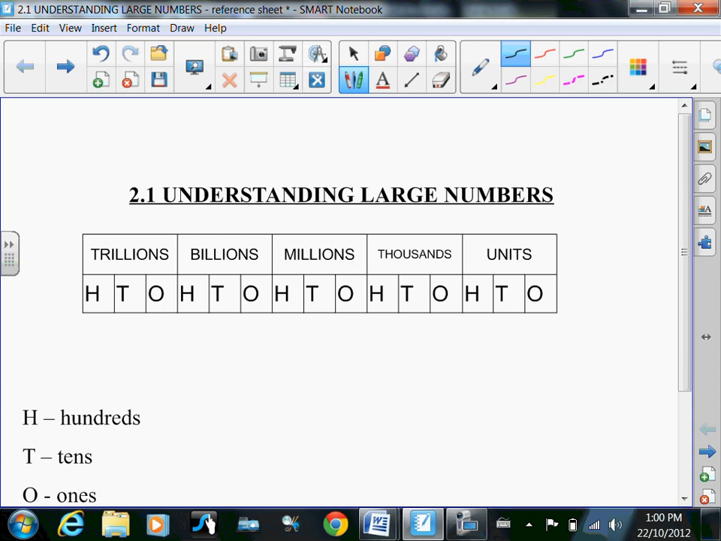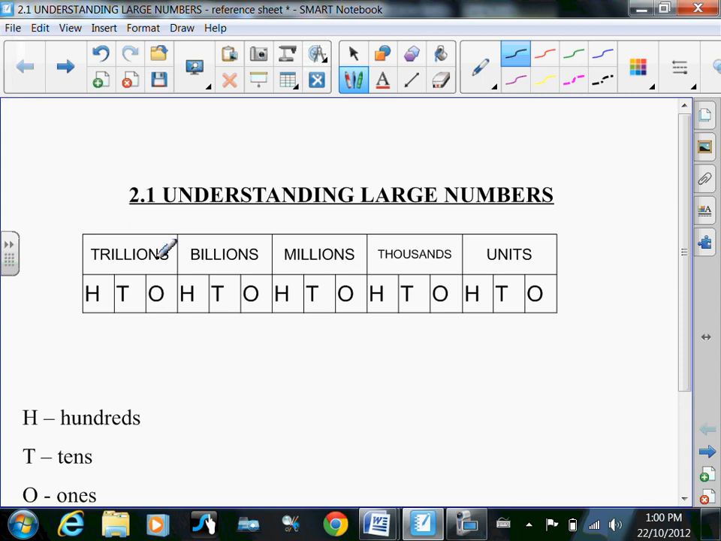Now let's get started. Looking at this place value chart, it should remind you of the place values of larger numbers you learned last year. Last year, I'm assuming that you went as far as the millions. This year, we will take it 2 periods higher. We will look at numbers in the billions, as well as look at numbers in the trillions. Let's start off with some vocabulary first.